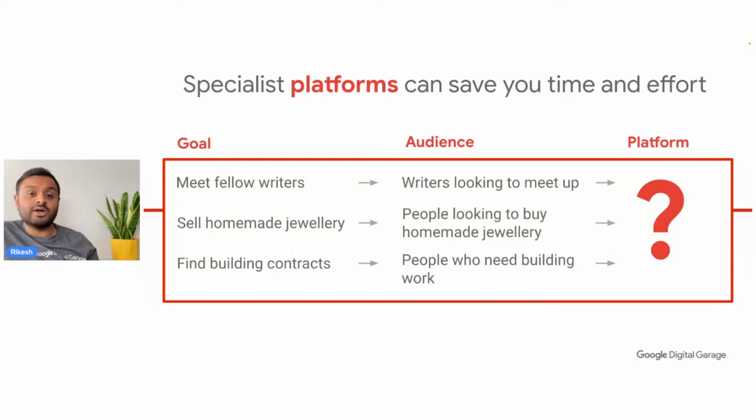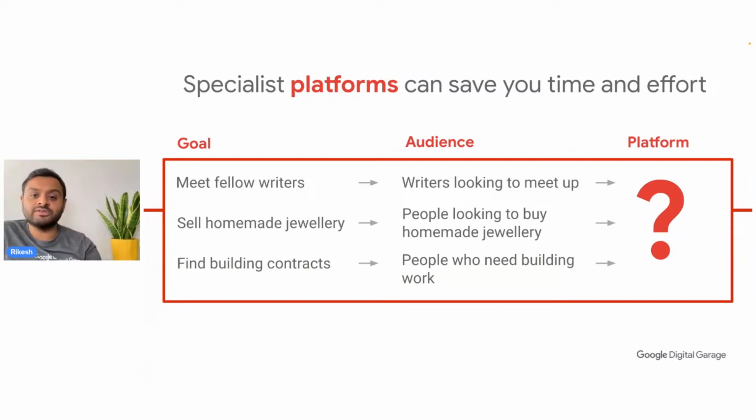Now, if your goal is to sell homemade jewelry, then your audience would be people who are looking to buy homemade jewelry. Then a fantastic platform is Etsy, right? Or other platforms such as Not on the High Street could be an option for you. And similarly, you can see here another goal of finding building contracts. If you work in the trade industry and you're looking to find building contracts, your audience will be people who need building work doing. And a platform for that could be MyBuilder as well.